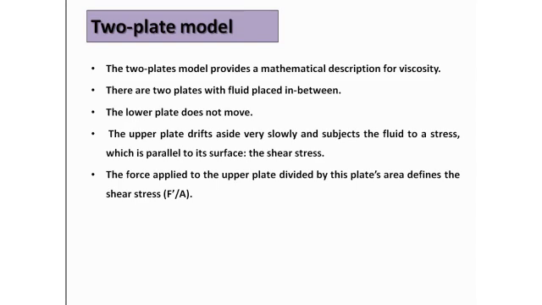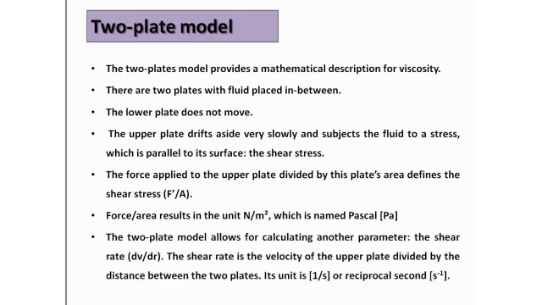The shear stress is the force applied to the upper plate divided by the plate's area. Suppose the upper plate has applied a force, say 10 Newton, divided by the area upon which it has applied the force; it is defined as the shear stress. What do you mean by shear stress? Force applied per unit area. Clear? So force per unit area results in Newton per meter square, which is also known as the Pascal. So the unit of shear stress is the Pascal.